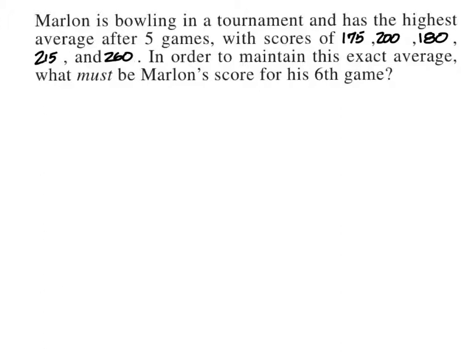What do we have to do? Use the mean of it. Yes, the mean. So we have to add all of these up. 175 and 200 is 375, plus 180 is going to be 555, and then 215 is going to be 770, and with 260 would be 1130. Is that right?